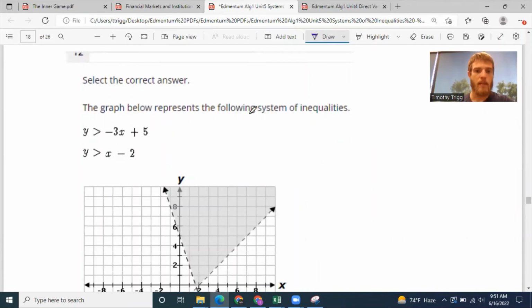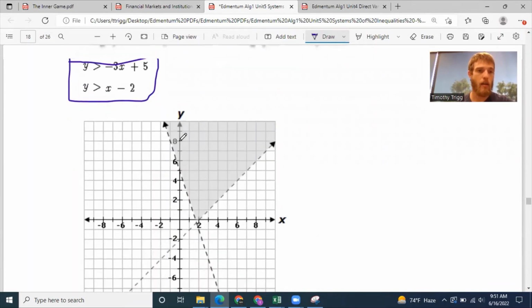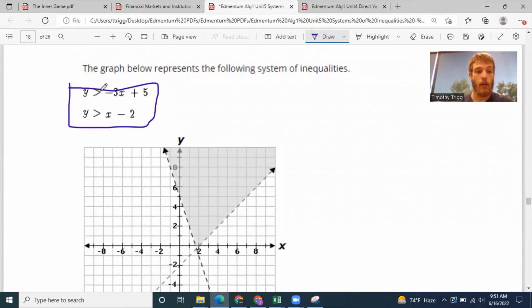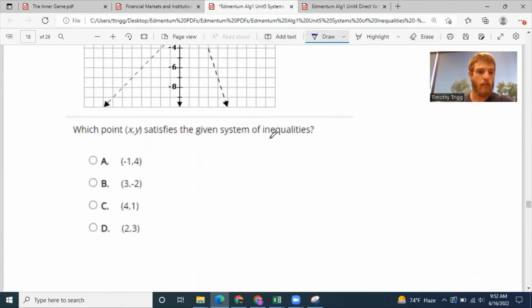The graph below represents the following system of inequalities. So here we have the system and we have the graph that's represented. Notice since they are both greater than, and they don't have the or equal to, they're both dashed lines. You can see that here. And also they're both shaded above, right? Above this line and above this line. They're both shaded above because they're both greater than.